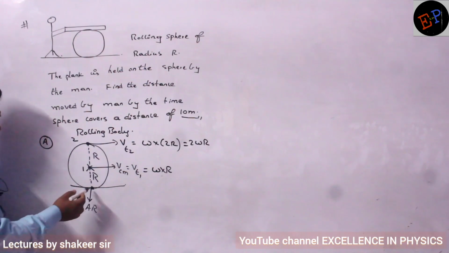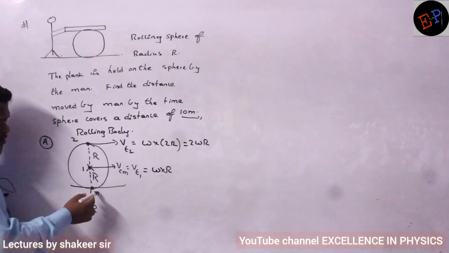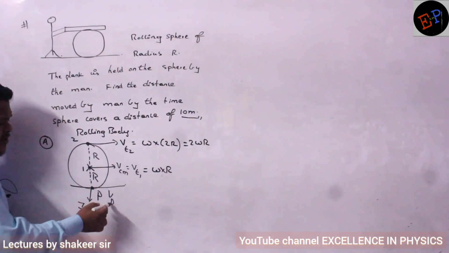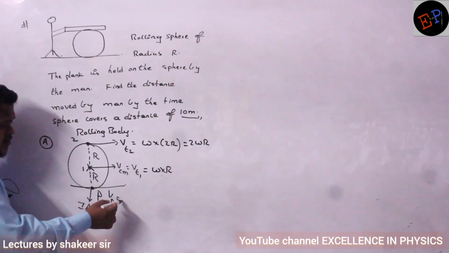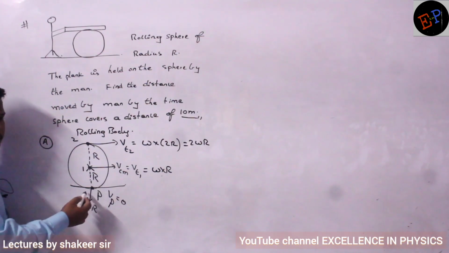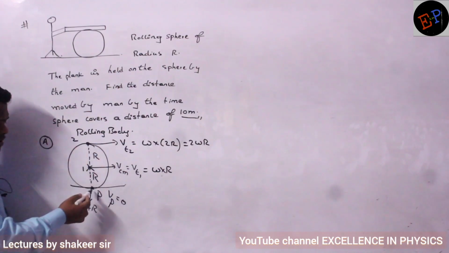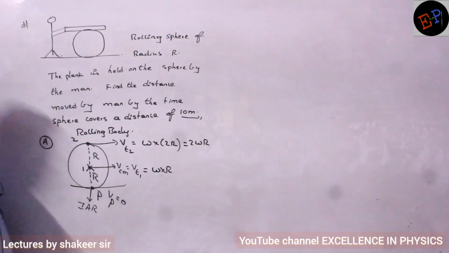What about the speed of this point? If I call this point P, the velocity of this point will be how much? 0, because this is the point which is in contact with the ground. For rolling bodies, the point which is in contact with the ground does not have any velocity.